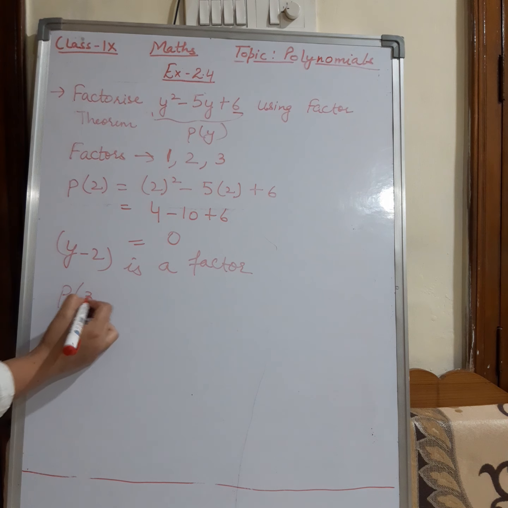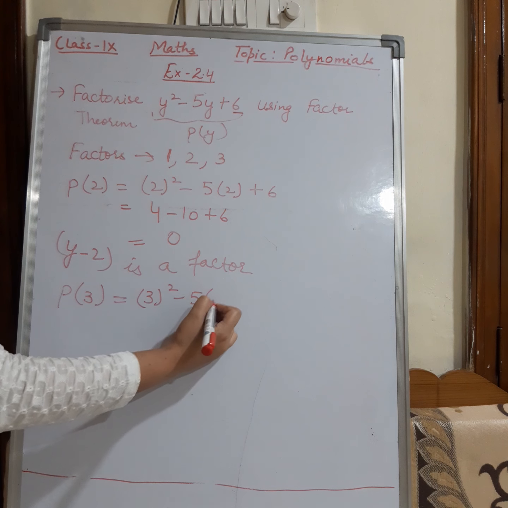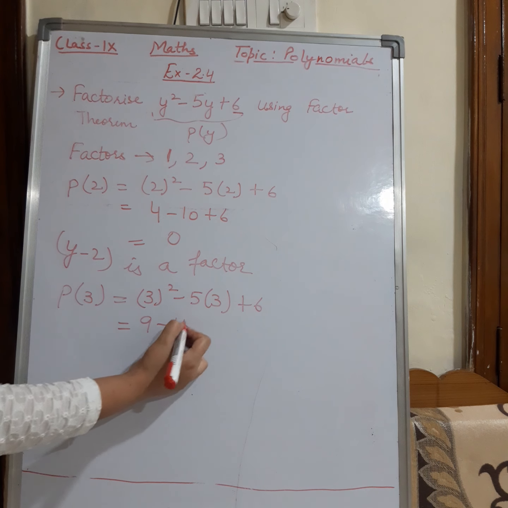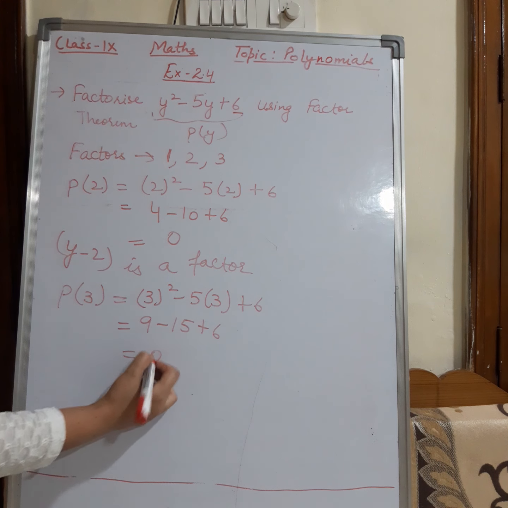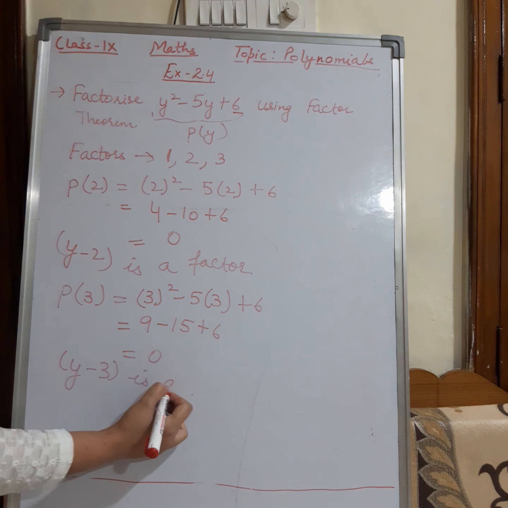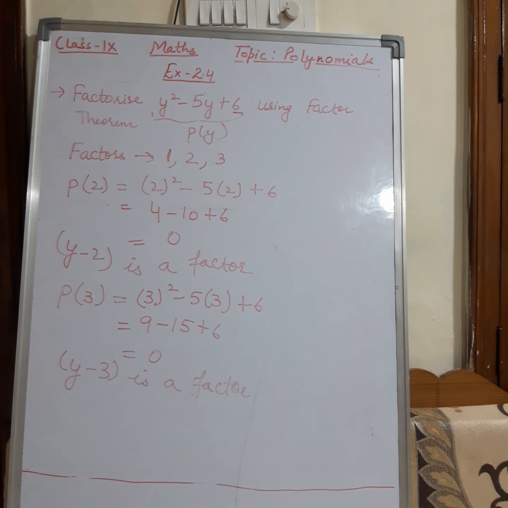Next, let us find p(3). It will be 3 square minus 5 into 3 plus 6. That is 9 minus 15 plus 6. Again we are getting 0. So again y minus 3 is a factor. Fine. So which two factors are there? y minus 2 and y minus 3. They are the factors of the given polynomial.